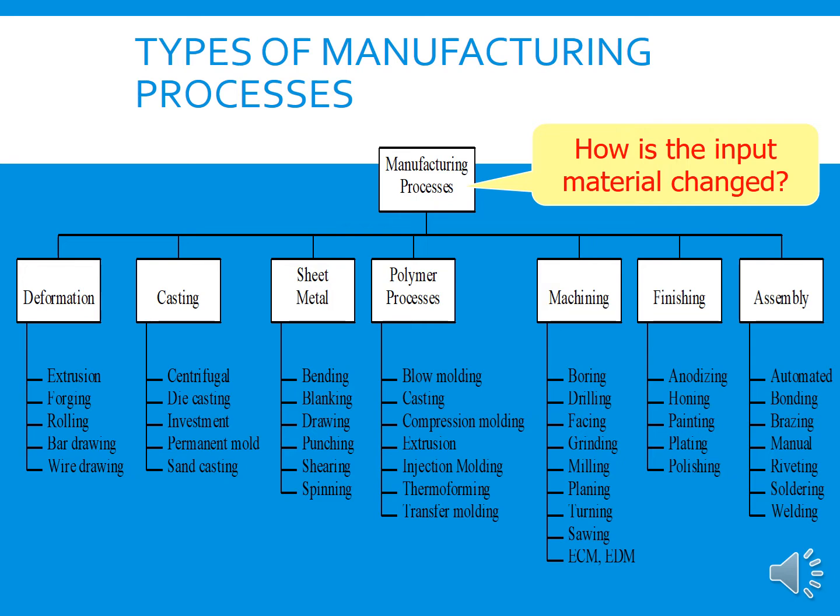Next, for your information, we have many manufacturing processes. How do we input the material chain? From the raw material, we go to the primary process. We have deformation like extrusion, forging, rolling, and so on. Casting, sheet metal. Okay, this is the secondary process. Polymer processes, such as blow molding, and so on. Machining, finishing, and assembly.